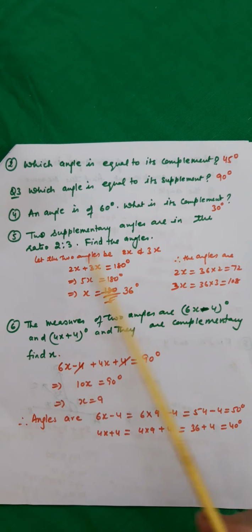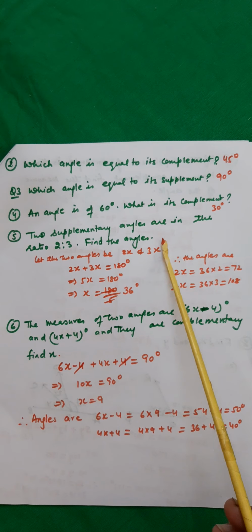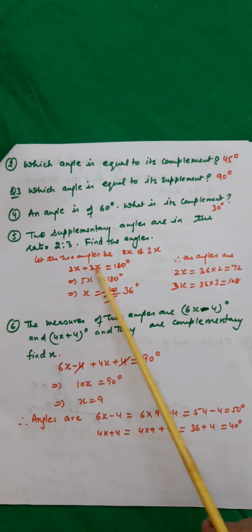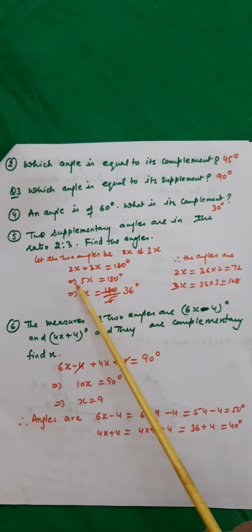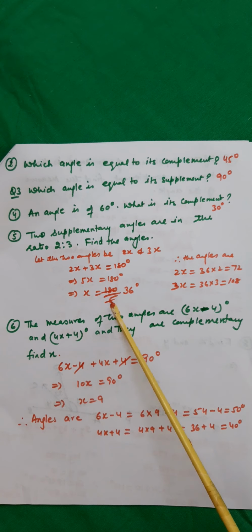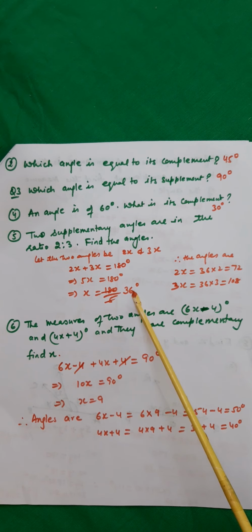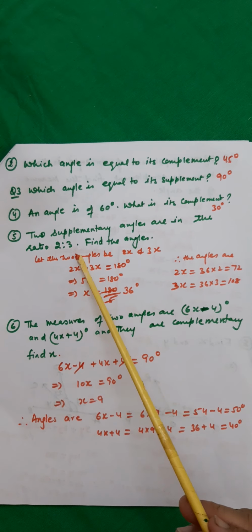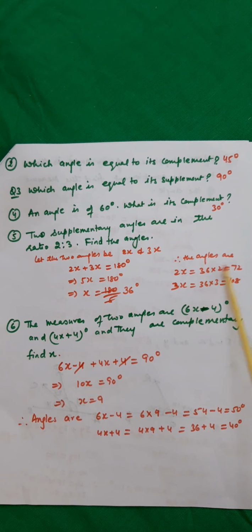Two supplementary angles are in the ratio 2:3. Find the angles. Let the two angles be 2x and 3x. Then 2x plus 3x will be equal to 180. That implies 5x is equal to 180, which implies x is equal to 180 upon 5, that is equal to 36. Now if x is equal to 36, the angles will be 2 into 36, that is 72, and 3 into 36, that is equal to 108.